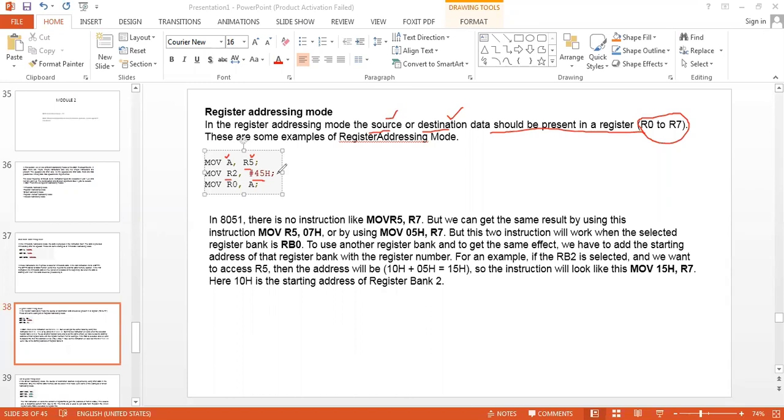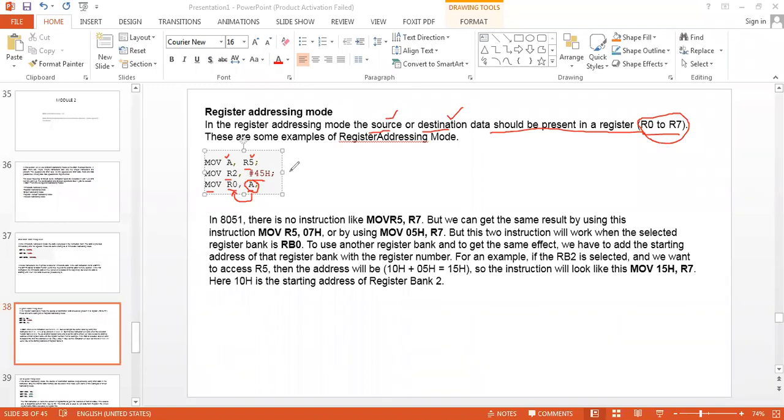Both means source and destination. Both source and destination should not be R0 to R7. Only one, either the destination or the source, should be R0 to R7. That is called register addressing mode. So here, MOV R0, A. It means the value of the A register is going to be copied into the R0 register.